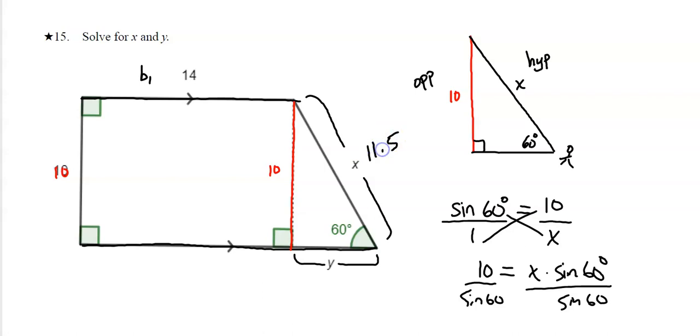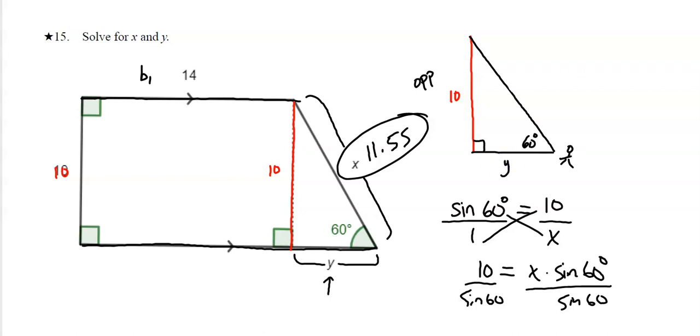So 11.55, I guess, if I round it. And then I could redo the same game for y. I could either use the Pythagorean Theorem, since now I have two sides, or if I want to get y, I just erase that and put a y here.